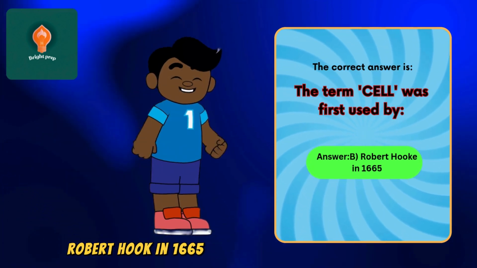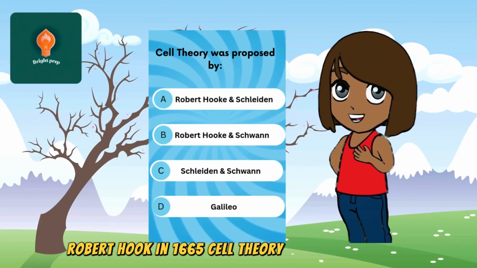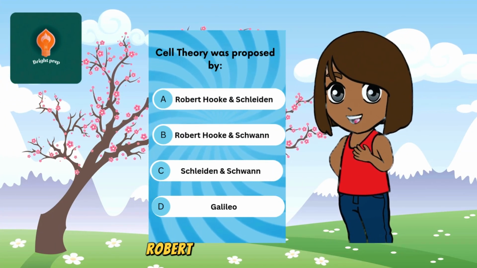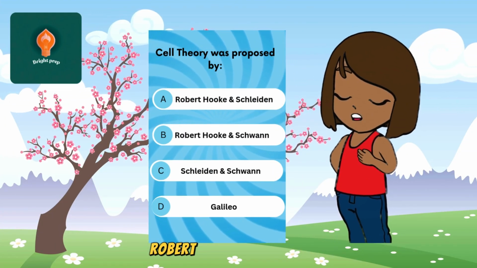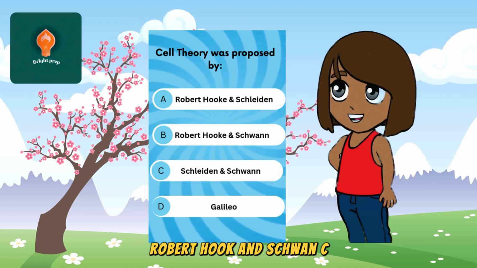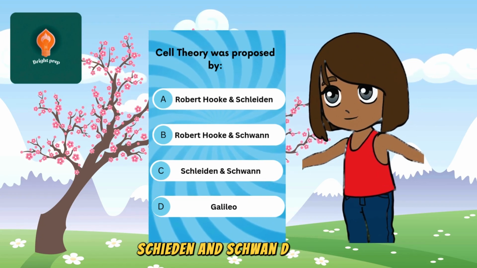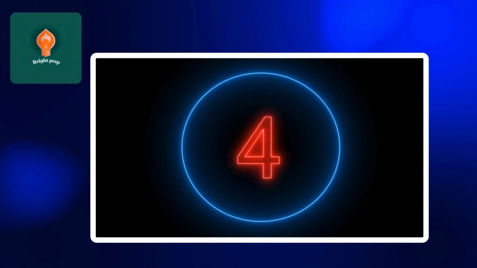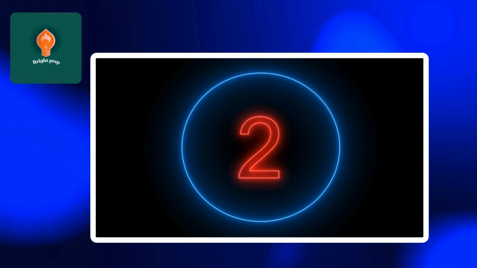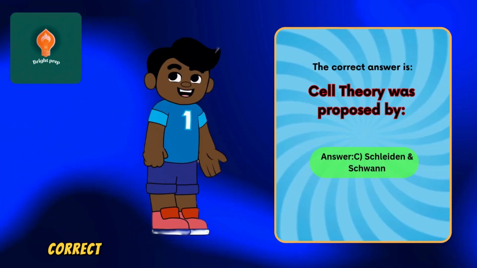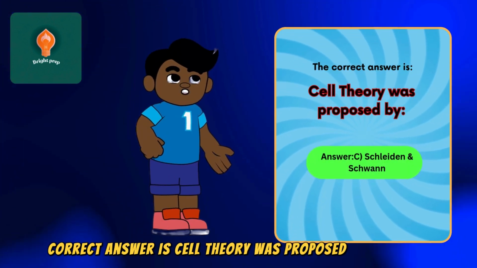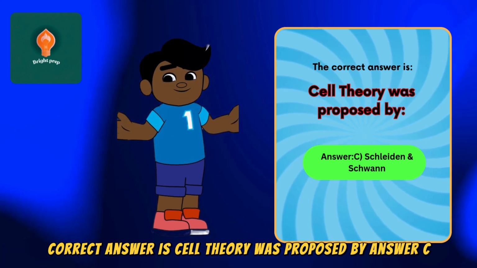Robert Hooke in 1665. Cell theory was proposed by A. Robert Hooke and Schleiden, B. Robert Hooke and Schwann, C. Schleiden and Schwann, D. Galileo. Correct answer is, cell theory was proposed by Answer C.